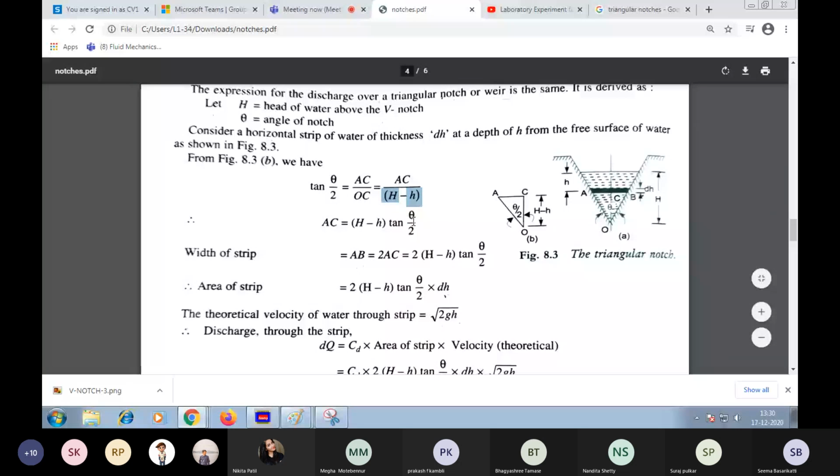Applying the tan rule, this particular right angled triangle gives AC divided by OC, where OC is the height capital H minus h. This capital H minus h I am going to take to the numerator because I have to calculate the distance AC. So the distance AC is (H minus h) tan theta divided by 2. But what is AB? From this triangle, what is AB here?